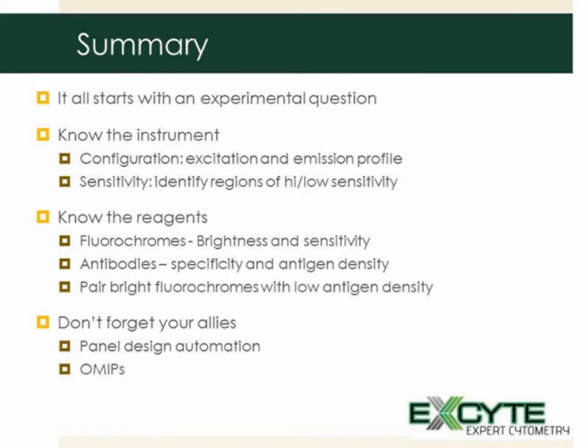And in the end, don't forget your allies. These automated panel design tools, Fluorofinder, Flourish, and Chromocyte, can help cut through the time it takes to identify the available reagents and help you visualize which ones are going to work on your machine. And these OMIPs, if in doubt, you can find what may be useful for you in answering your question using the OMIPs. It's reducing the time it takes for you to get your panel up and running.